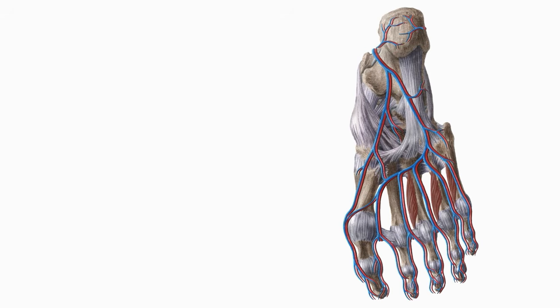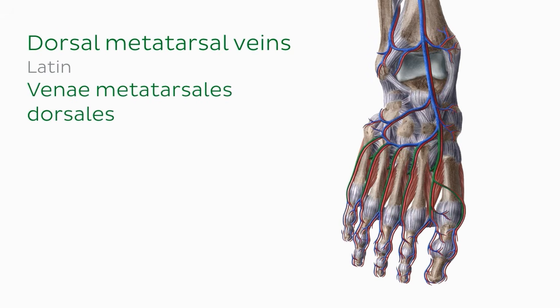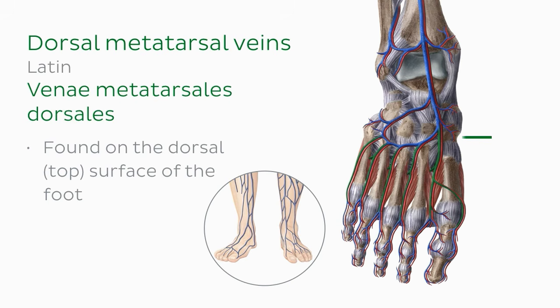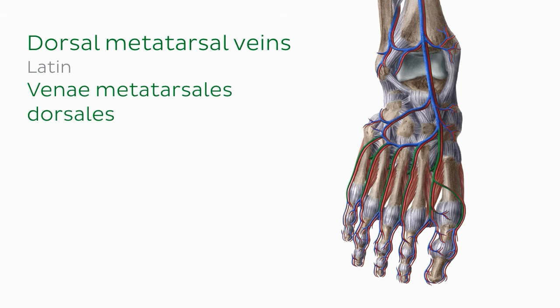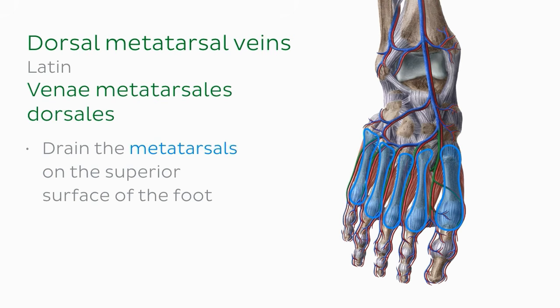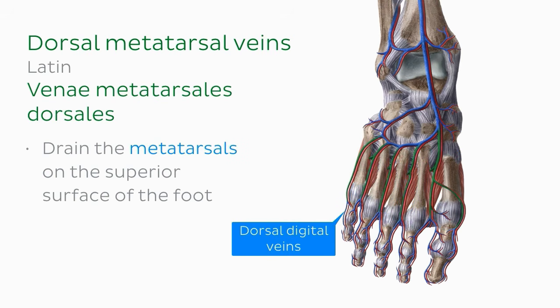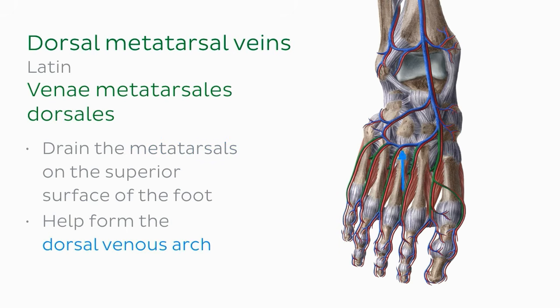So let's continue to the veins found on the dorsal or the top surface of the foot. And we can see the dorsal metatarsal veins in this image just here. And these veins drain the metatarsals on the superior surface of the foot, which are highlighted in blue. The dorsal metatarsal veins arise from the dorsal digital veins of the toes and help form the dorsal venous arch.